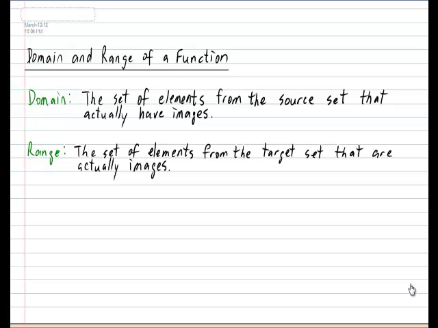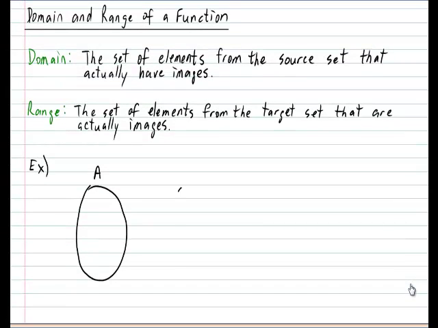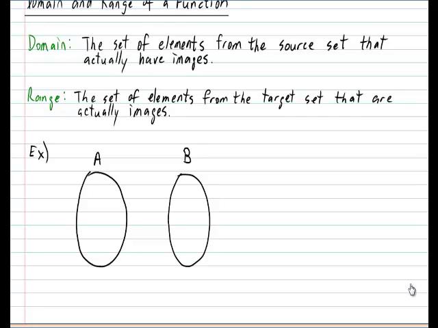So, let's take a look at the difference between a domain and range with a very quick example. So I'd like you to put EX, please. Alright, in the example, we're going to draw two mapping diagrams. There's the first bubble. We'll call that set A. And here's the second bubble. We'll call that set B. And if you can recall from what a mapping diagram is, the left set is usually the source set, and the right set is usually the target set.